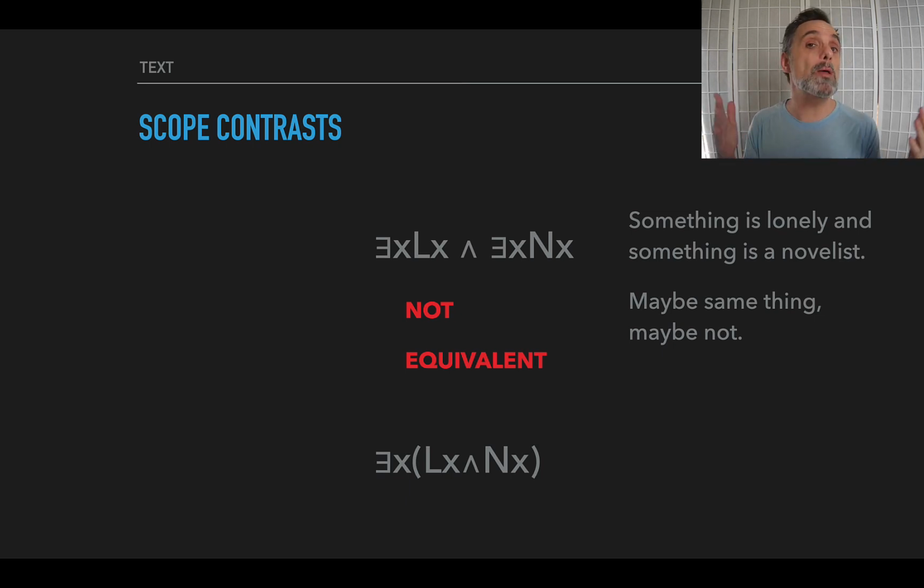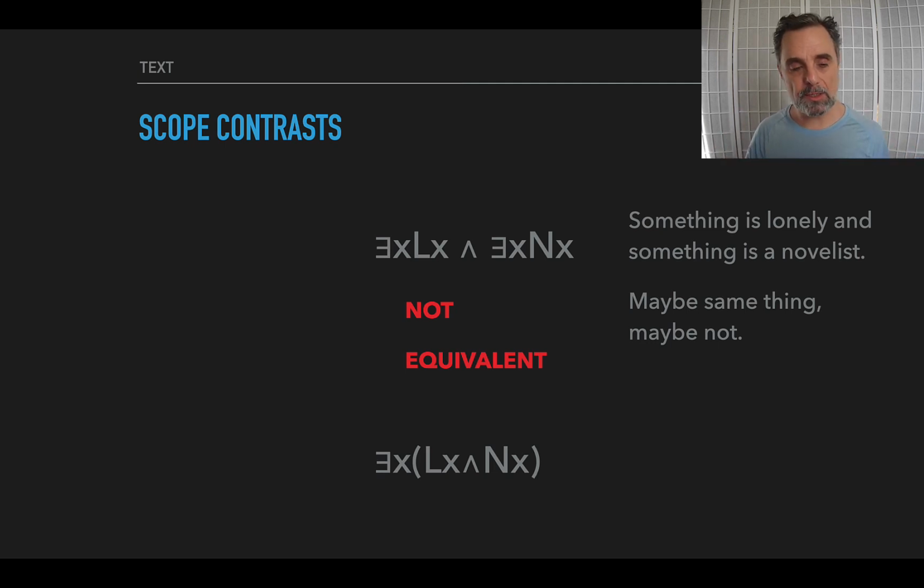Then those sentences would be true, but maybe not. Maybe there's one lonely thing and there's one novelist, and they're different beings. The person that's lonely is not the person that's a novelist. Well, in that case, though, is something lonely? Yeah, the one. And is something a novelist? Yeah, the other. And so some x lx is true, some x nx is true, the conjunction is true.